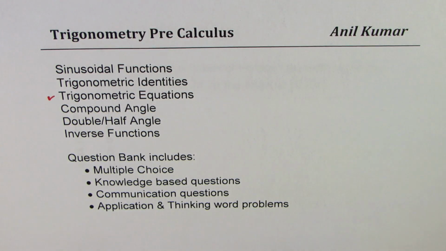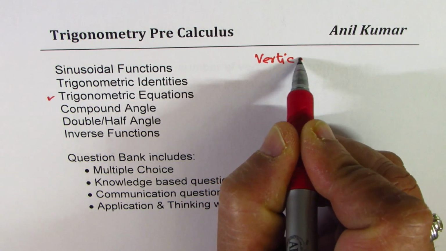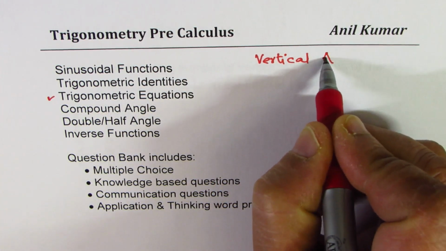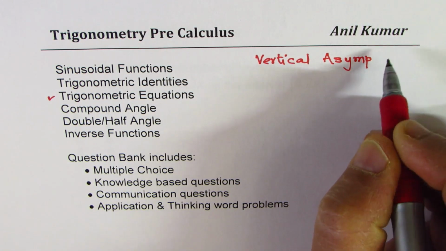We'll continue with multiple choice questions, and now we are going to concentrate on vertical asymptotes. I have 5 multiple choice questions, and with those questions we'll understand all the concepts.